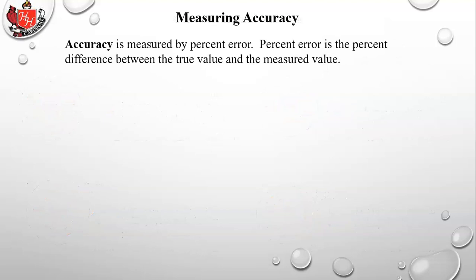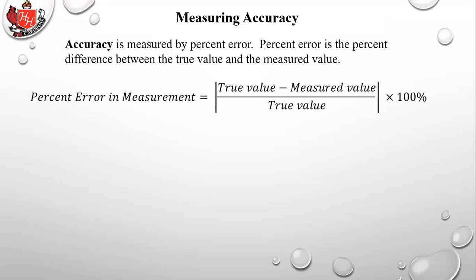So accuracy is measured by percent error. Percent error is the percent difference between the true value, assuming that there's a known true value that you could look up in a book or on the internet, and the measured value. So how do you calculate that? You take the true value that you looked up or that was given to you by a teacher, and you subtract the value you measured, that's your measured value, and you divide by the true value and multiply by 100%.